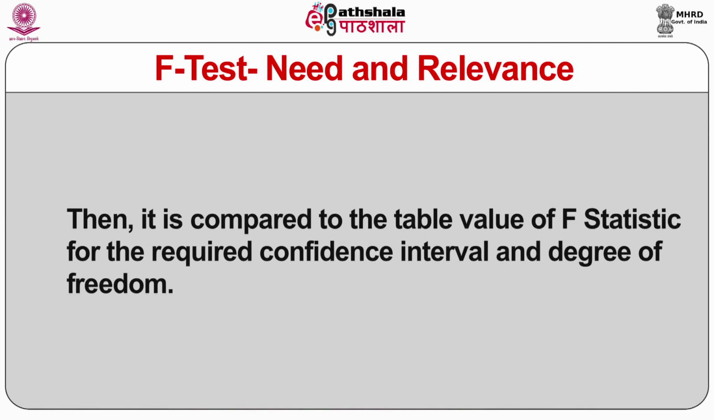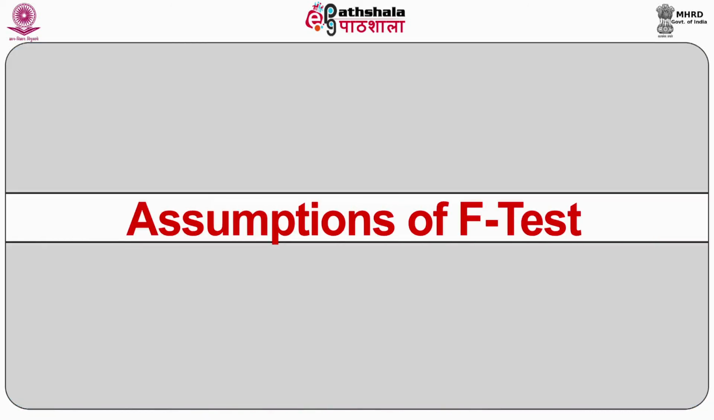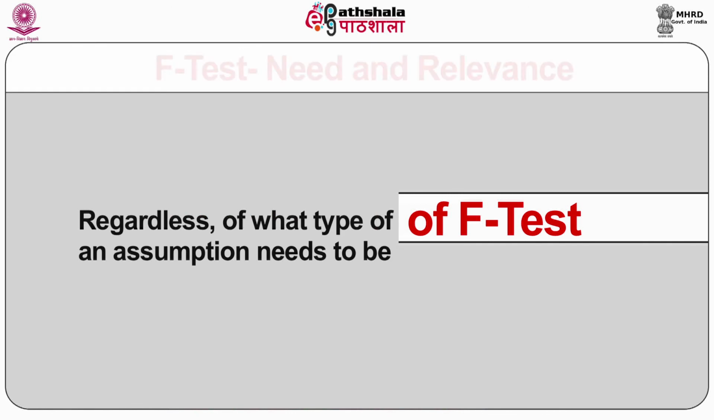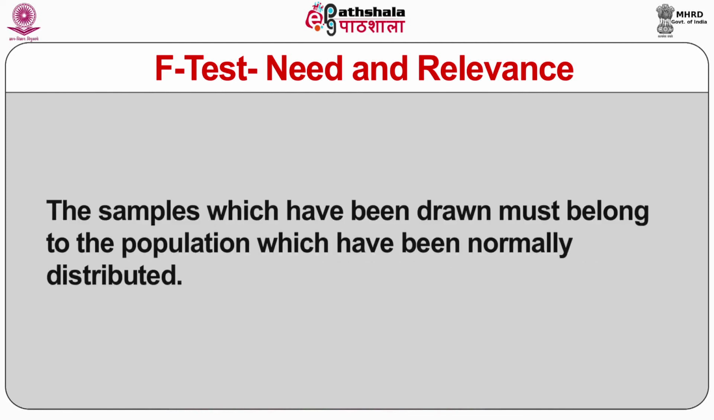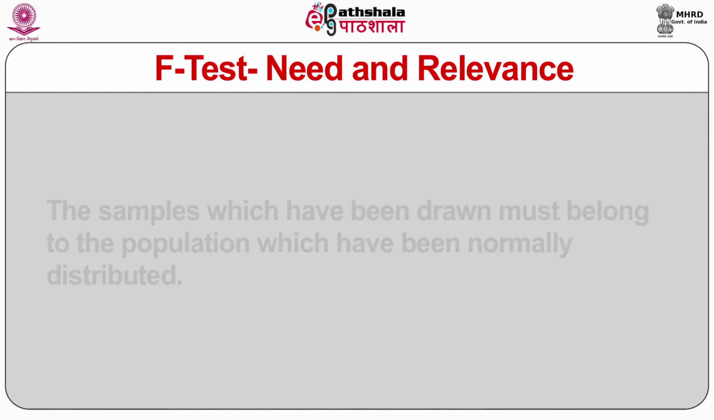Then, as said earlier, it is compared to the tabulated value of F statistics for the required confidence interval and degree of freedom. The next topic that we are going to take on is the assumptions of F-test. Regardless of what type of F-test is being used, an assumption needs to be taken care of. The samples which have been drawn must belong to populations which are normally distributed.